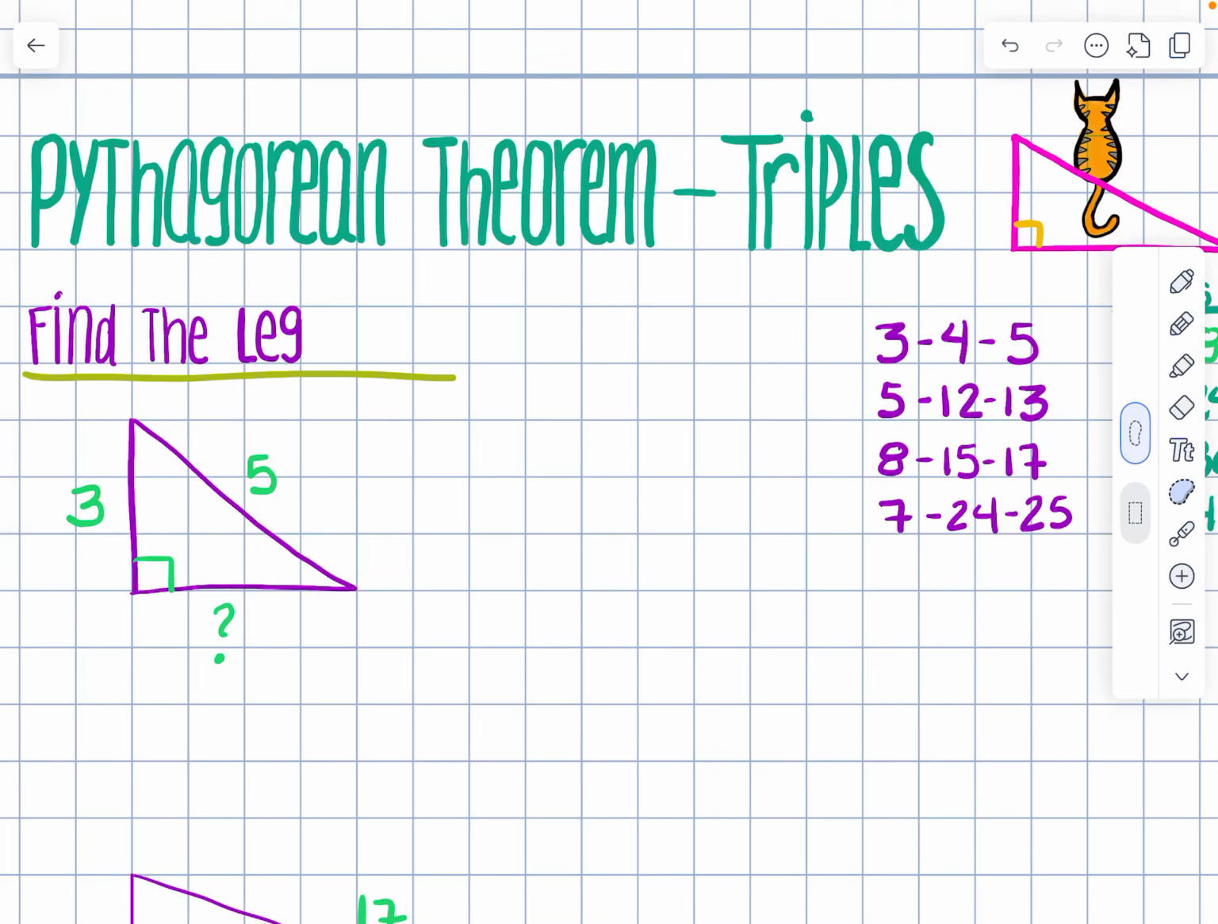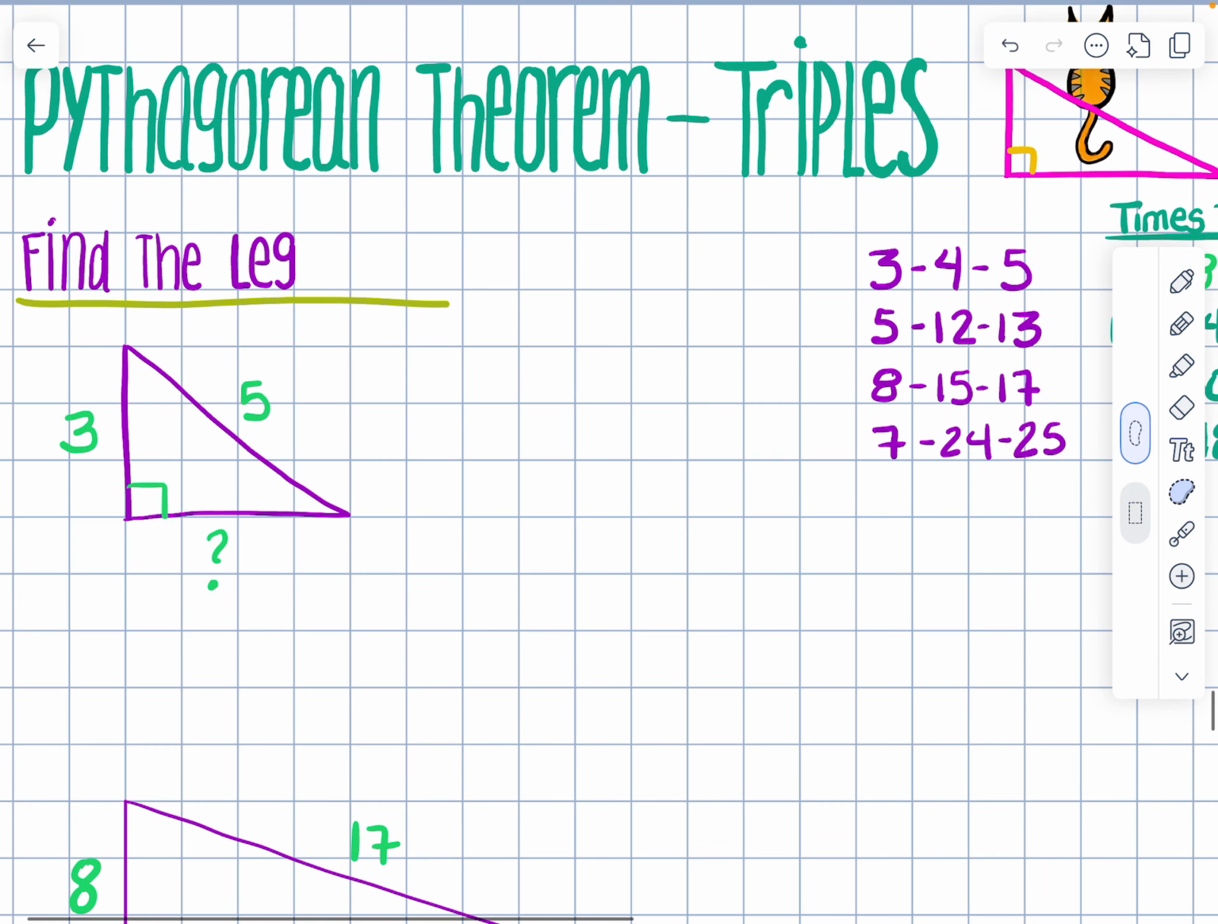Let's solve some Pythagorean triples. A triple is just a right triangle that has all sides as integers. There's no partial, like a fraction or a decimal. Okay, so let's look at the first one.